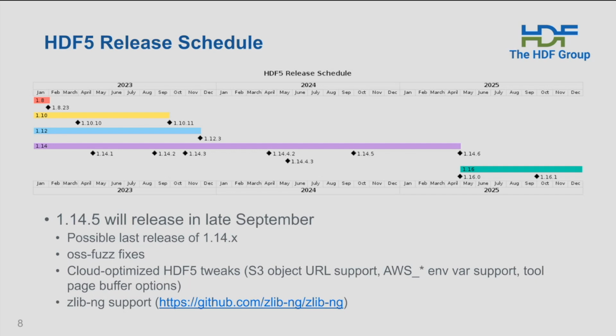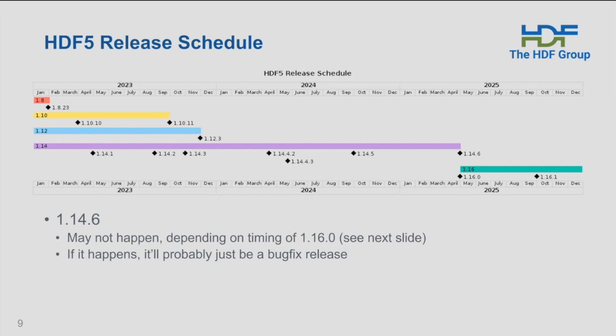We also will have zlib-ng support. That zlib-ng is, I guess, the fancy new, more cutting edge version of zlib. So if compression is a bottleneck and you're using zlib, that might help you out. And then 1.14.6, which is penciled in for late April, that may not happen depending on the timing of 1.16.0, which I'll talk about in a minute. If it happens, it'll probably just be a bug fix release without any new options.